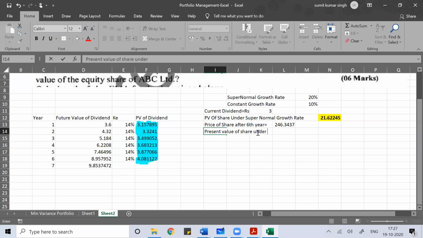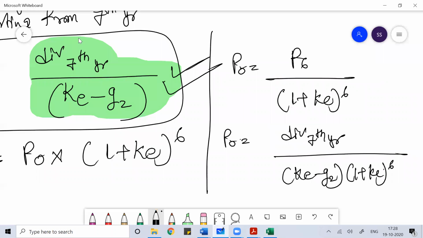Present value of the share under the constant growth rate model is equal to the present value of this, divided by (1 + k), where k is 14%, to the power 6. So you're finding it after 6 years. Just solve this. You will get 112.2309.